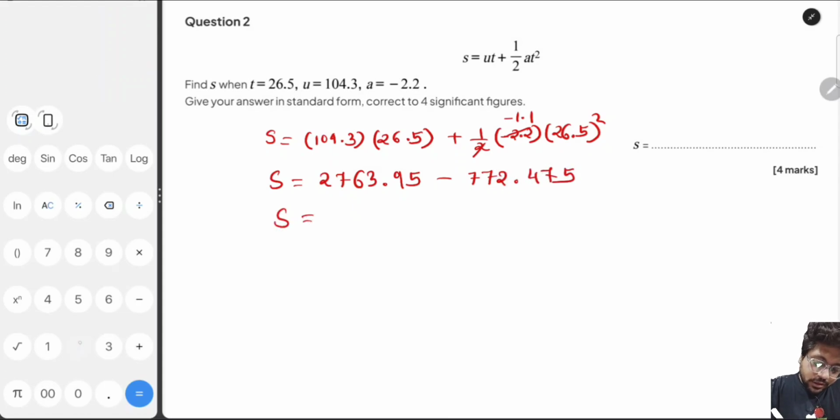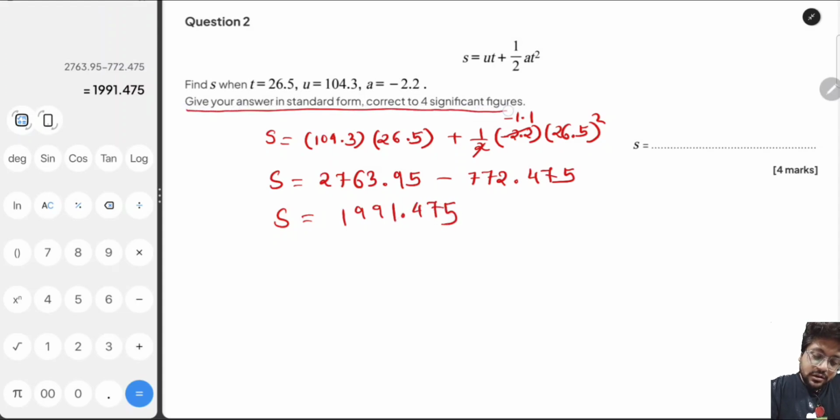Now let's solve this. 2763.95 minus 772.475. So s is equal to 1991.475, and they've already given you that give your answer in 4 significant figures. So in 4 significant figures it can be written as 1991 only. So your answer is 1991.